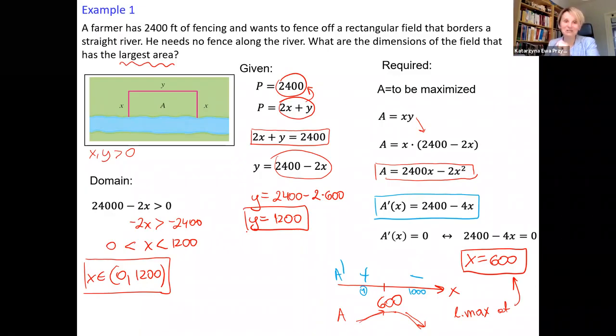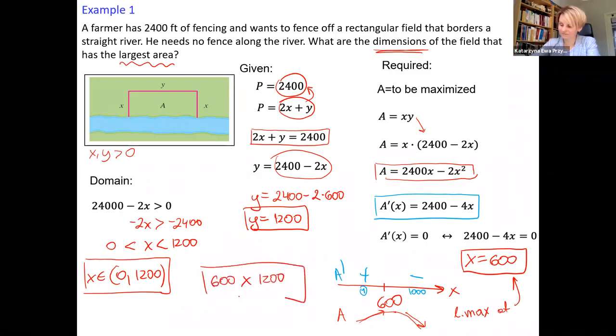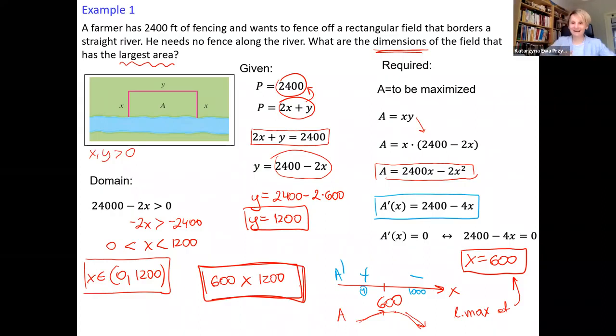And now let's come back to the question, what are the dimensions? Oh, just the dimensions. Okay, we can say 600 by 1200. That's the dimension. I thought that we have to multiply them together to find the area, but no. What are the dimensions? And we can see we have everything done. Okay, let's do another question.